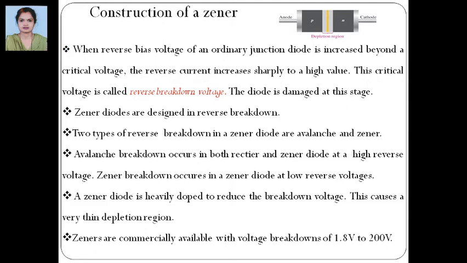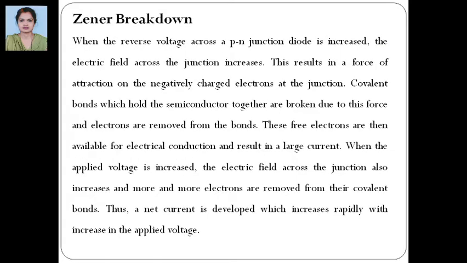The Zener diode is heavily doped to reduce the breakdown voltage. This causes a very thin depletion region. Zeners are commonly available with voltage ranges between 1.8 volt to 200 volt. Now we will first go upon Zener breakdown, how this is happening.